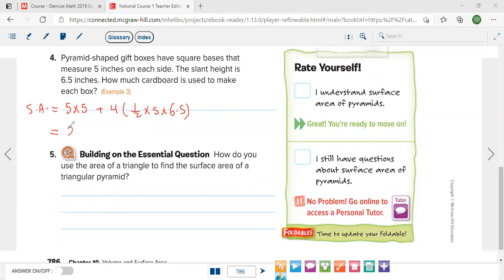5 by 5 will give you 25. Half of 4 will give you 2. 2 times 5 will be 10. 10 times 6.5 is 65. So 65 plus 25 is 90. 90 what? 90 inch square.